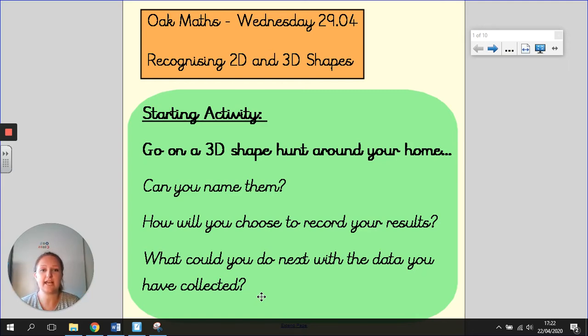Today we're going to be looking at 2D and 3D shapes. Now hopefully you had a look at the lesson the other day about recognising and describing 2D shapes, and now we're going to use our 2D shapes to help us with 3D shapes.